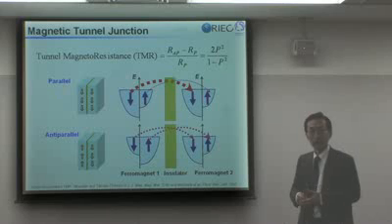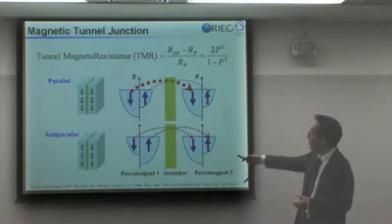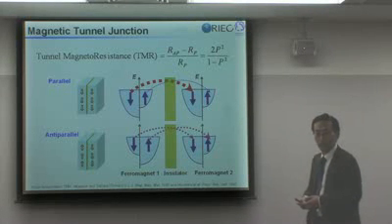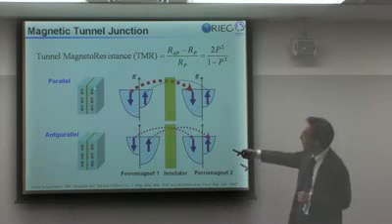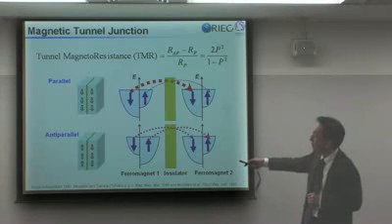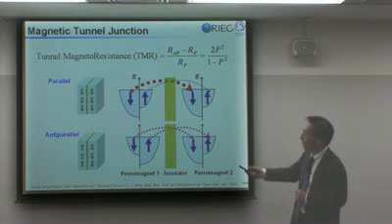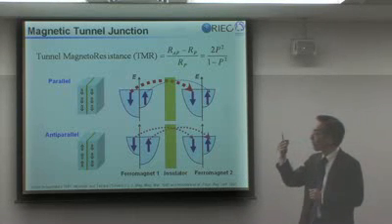So what is a magnetic tunnel junction? This is our magnetic tunnel junction. It has two ferromagnetic layers separated by a very thin insulator. And this thin insulator is thin enough so that your electrons can tunnel through.